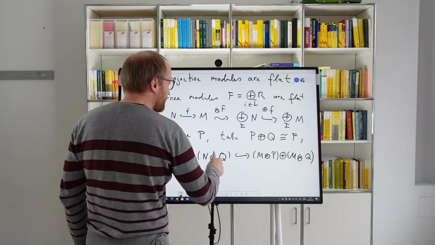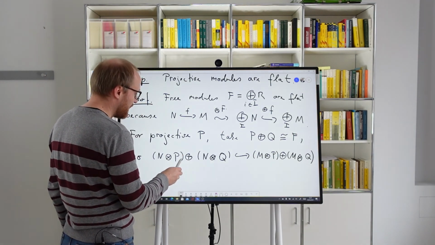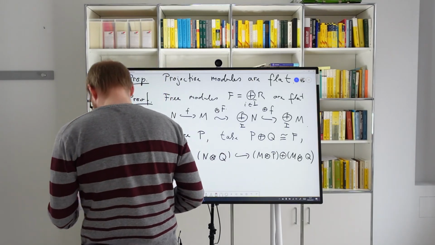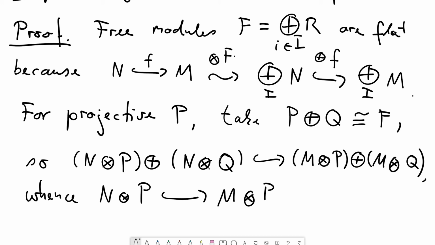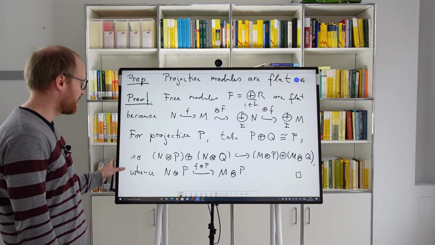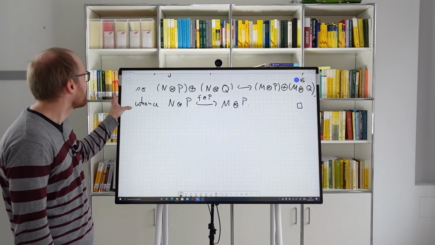So if this is injective, I know this because it was a tensor product with a free module, but now I can conclude from this that also this portion from here to here is injective. So whence N tensor P to M tensor P, which is just this homomorphism F tensor P, is also injective. Okay, so projective modules are very convenient because they have nice properties. They make both the Hom-functor and the Tensor-functor exact.